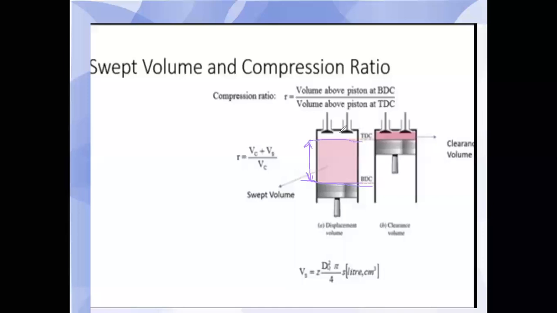So there is always a gap available here between the cylinder head and the piston. Why is there a gap, students? Can anyone tell me why the gap is always there? For clearance, yes. Why is the clearance required? Compressed air fuel mixture can get accumulated here.